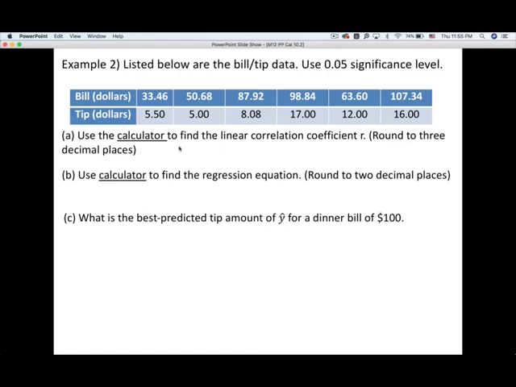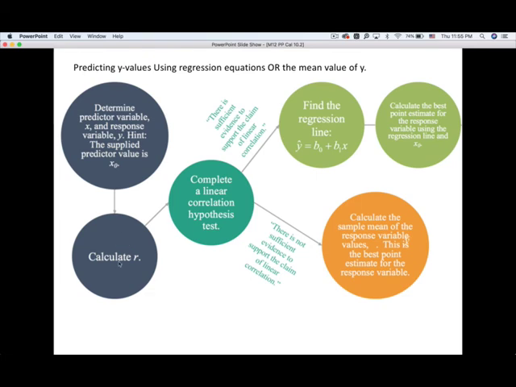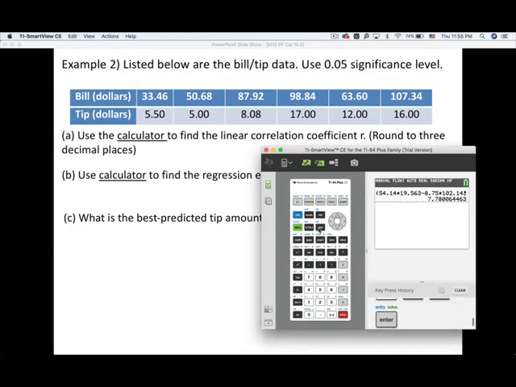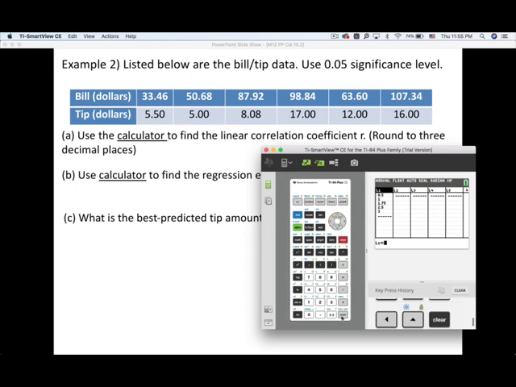Part A, use the calculator to find your R. So this is just like the first step here, find the R. So let's do it together. Go to the STAT, go to number 1, edit. Let me clean up the data here. Okay, my L1, I'm gonna plug in my x.